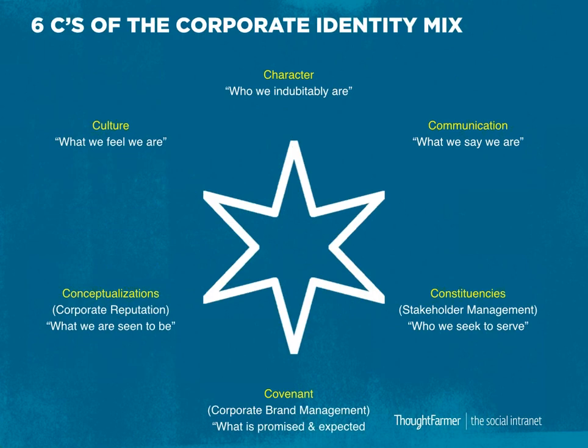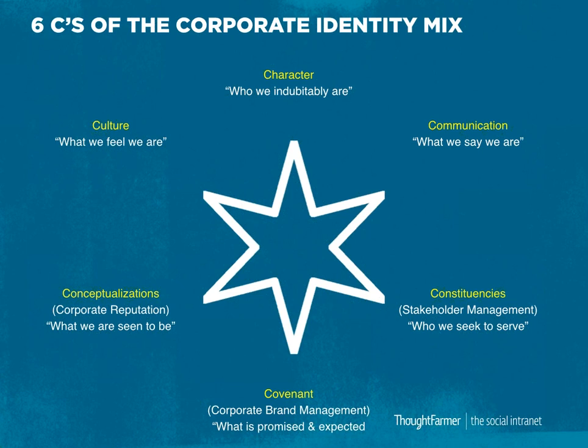Another way of looking at it is looking at the 6 C's of the corporate identity mix. This comes from a marketing professor and often cited author, John Balmer, who talks a lot about corporate identity and corporate branding and the complexities of it. I want to draw your attention to the top 3 here, which are culture, which is what we feel we are, so what your employees think about the company. Character is what we really are, or what we indubitably are. And communication is what marketing often says we are. Depending on perception, those things can actually be different.